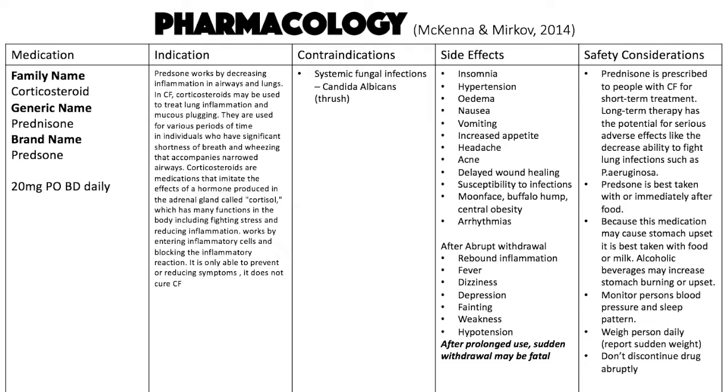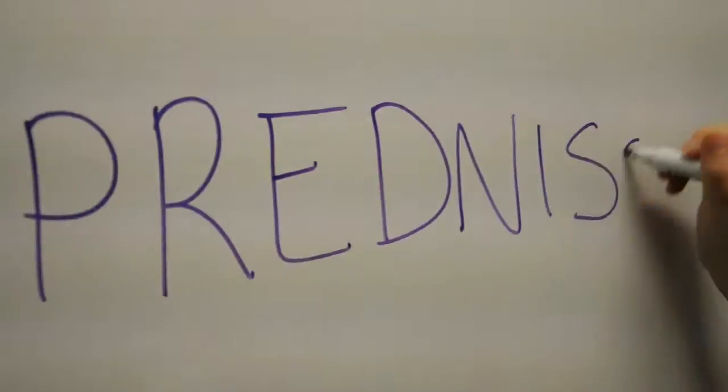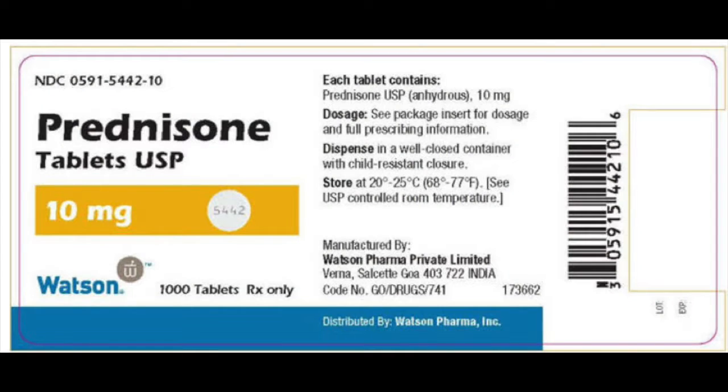So the fourth medication is a corticosteroid. Its generic name is prednisone and its brand name is prednisone. This is to be taken 20 milligrams twice orally and daily. Prednisone works by decreasing inflammation in airways and lungs. In CF, corticosteroids may be used to treat lung inflammation and mucus plugging.